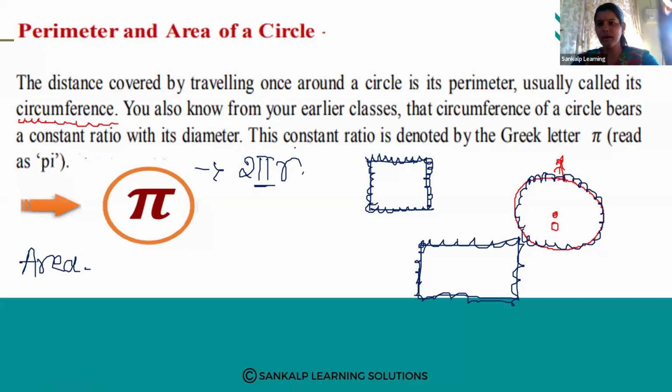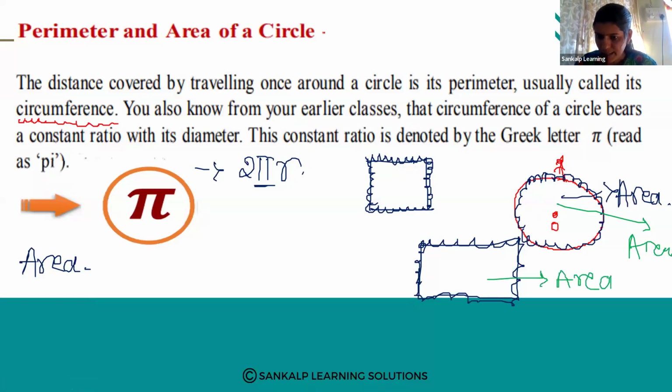Area means, the outer part is the circumference, but the part inside the circle, this we call as area, right? So this we call as the area of the circle. So this is area. Here this is area, right? So the part inside the outer boundary. So inside the circle, inside the rectangle, inside the square, that we call as the area of that figure.